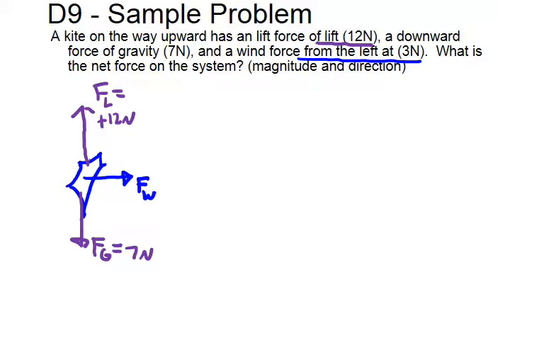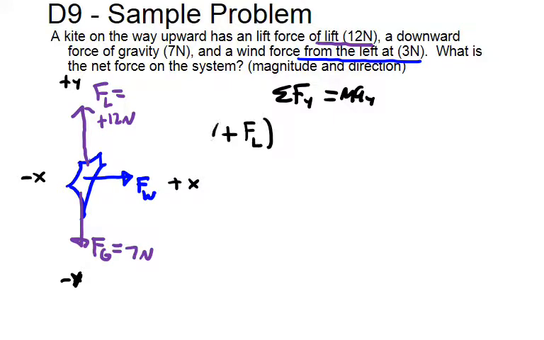So what we're going to do is set this one up in variable form. So let's get the net force in the y equals ma in the y, and in this case, positive y, negative y, positive x, negative x. So we have the positive force of lift plus the negative force of gravity equals ma in the y.